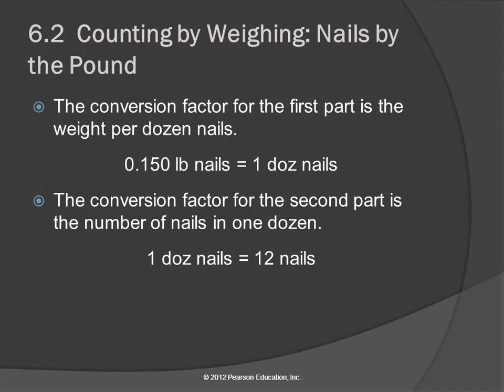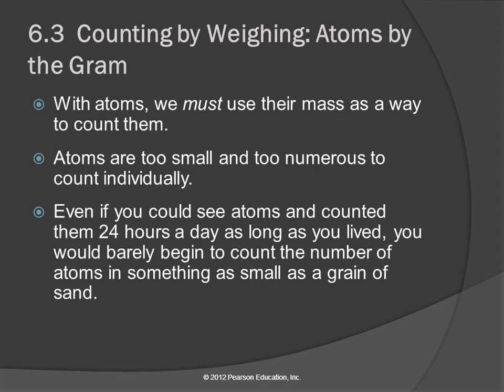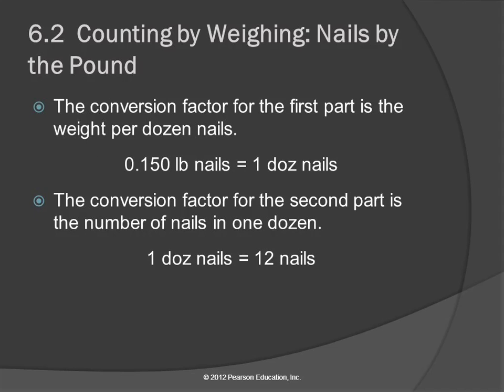The 2 conversion factors in there, this was the first one, 0.150 pound of nails equals a dozen, and then a dozen equals 12. And so we've got these conversions that are related to numbers of objects. Any questions about the nails?